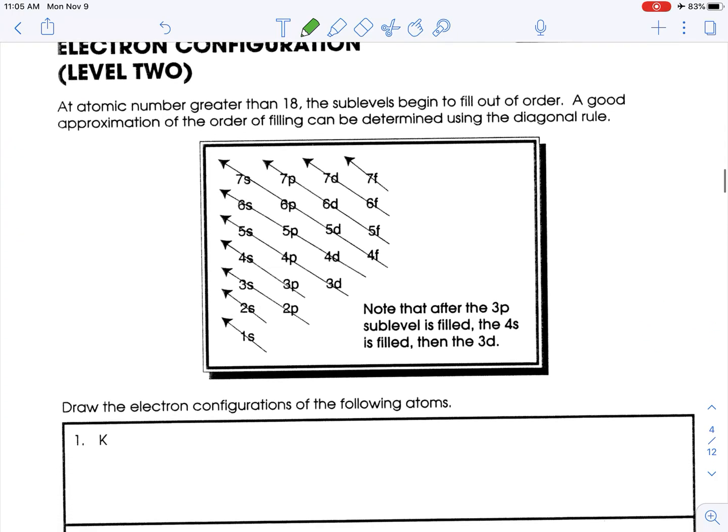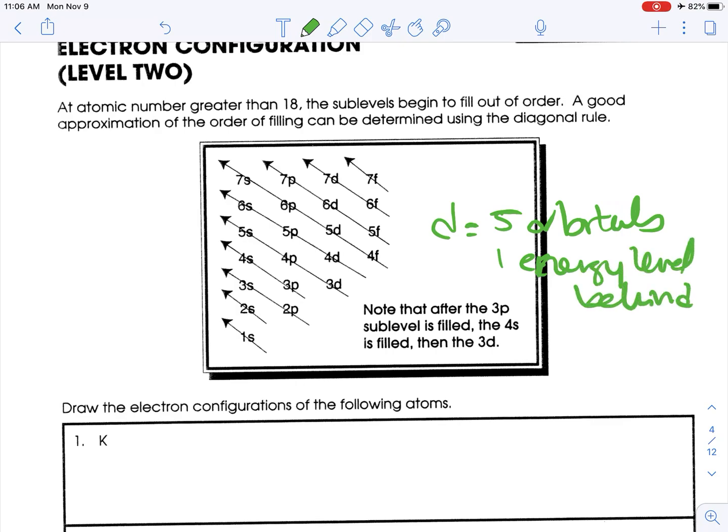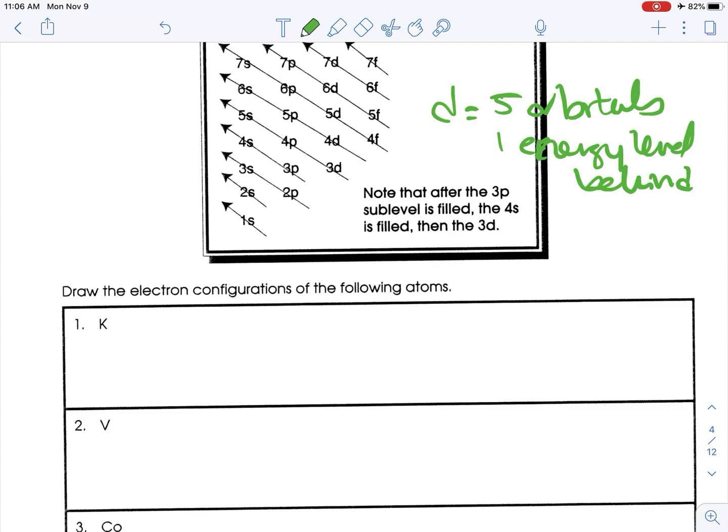Let's talk about here. This is a diagram that may or may not help you. It shows the filling order. So it says 1s, then 2s, then 2p, then 3s, then 3p, then 4s, then 3d, and it goes on from there. Or what I like to do is just go to the periodic table and travel along. Remember, when we have the D sublevel region, there are 5 orbitals, and it is 1 energy level behind in terms of the energy level number. So let's see how this goes. K has 19 electrons. I know it's in the 4s. I'm looking at my periodic table.